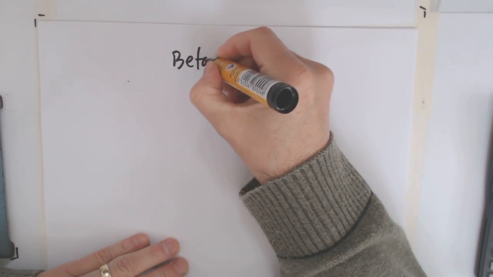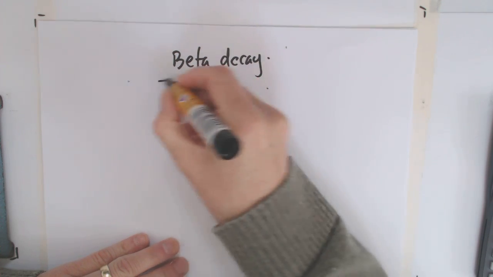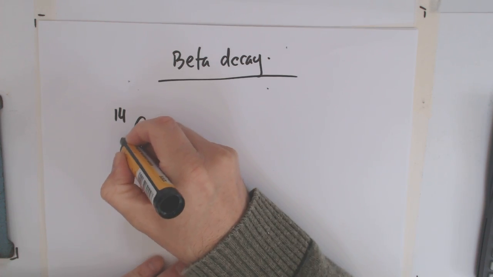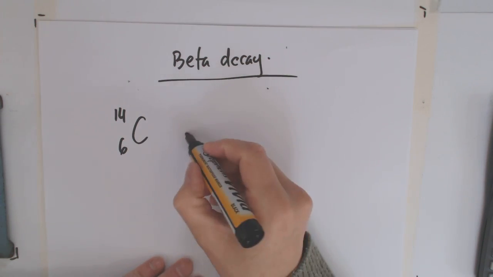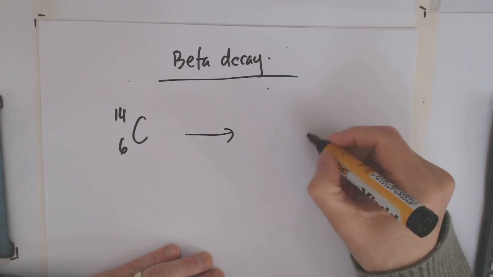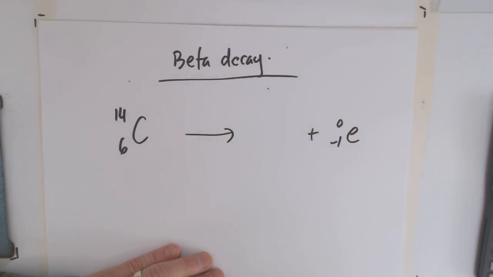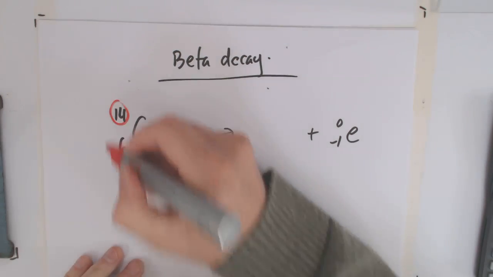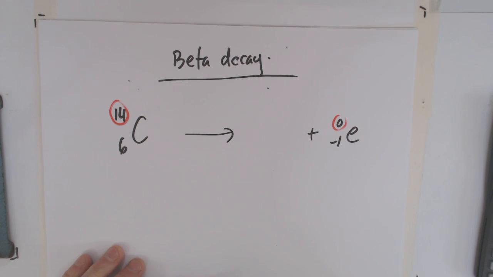So what other reactions have we got? We've got beta decay. And for beta decay, I'll give you this example. This is carbon-14, the radioactive type of carbon. This carbon can break down and release a beta particle. Now, if we add up these numbers again, like we do, 14, 0, nothing there. So this one must be 14.